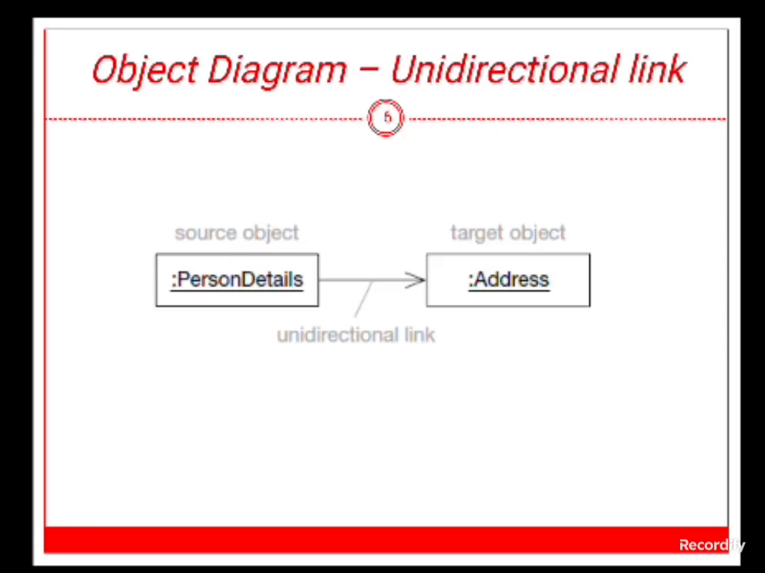Next one is unidirectional link. So this diagram illustrates a unidirectional link. Only one object has a reference to the other object. Communication takes place in only one direction.